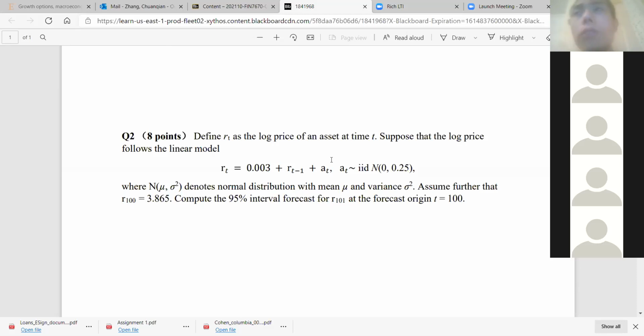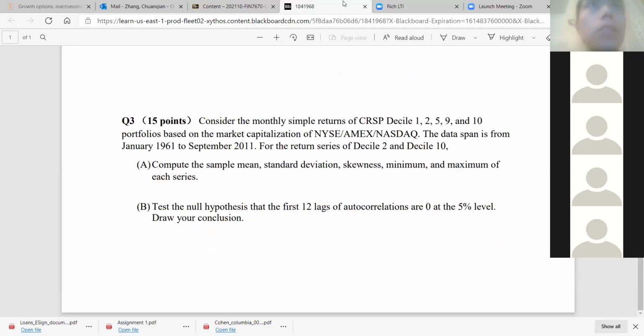Those questions just use hand calculations, pencil and paper, that's fine. And so the third question, we're going to use a little bit of R.